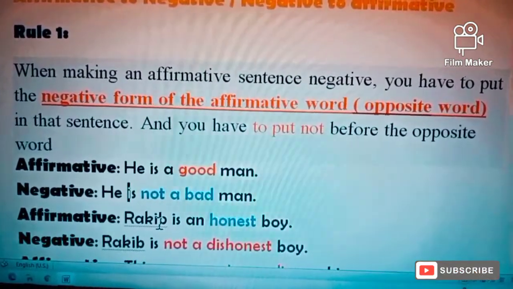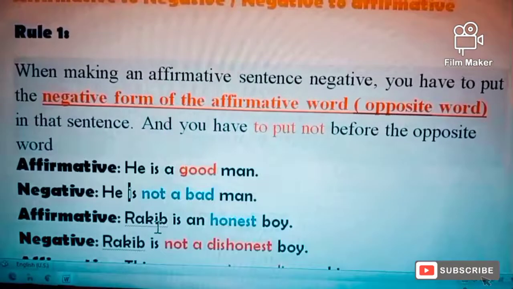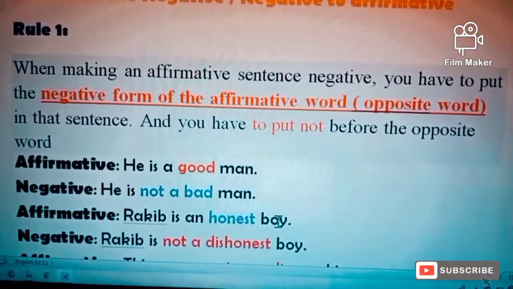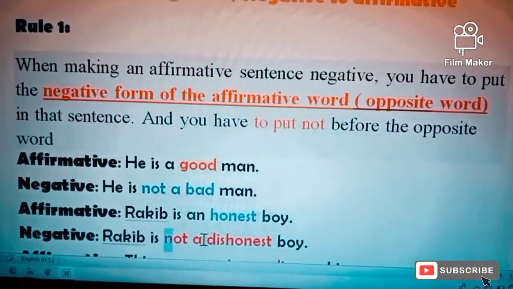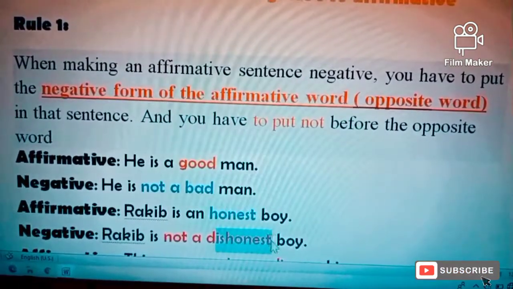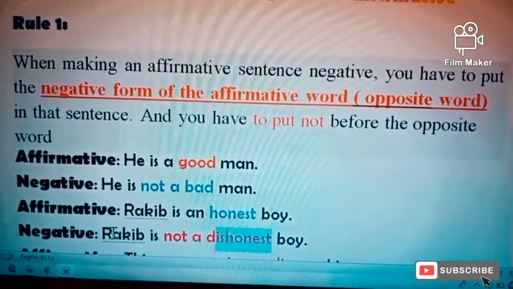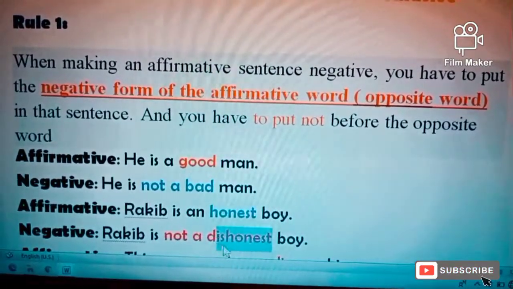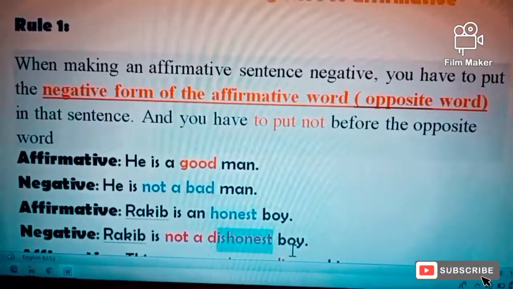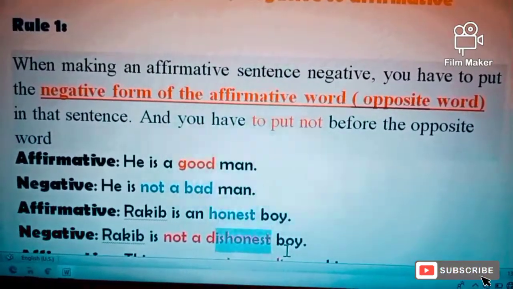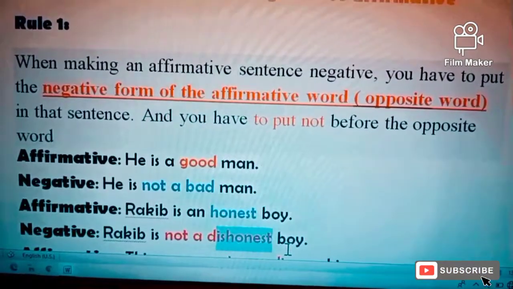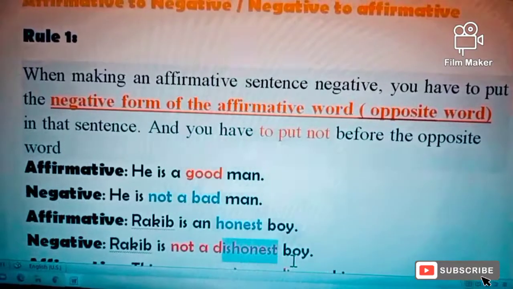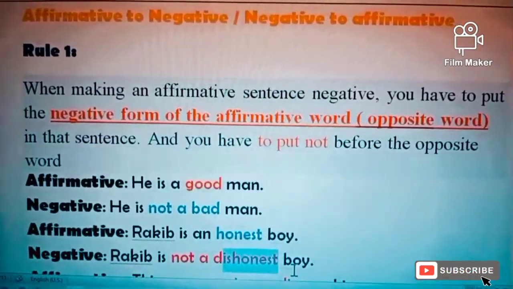Second example for better understanding. Rakib is an honest boy. Honest is an adjective, so we can add not and the opposite of the adjective, that is dishonest. So the answer is: Rakib is not a dishonest boy. So the first rule says that if adjectives are given, then basically we need to make the opposite form of the adjective and add not to make the negative sentence. That's the first rule.